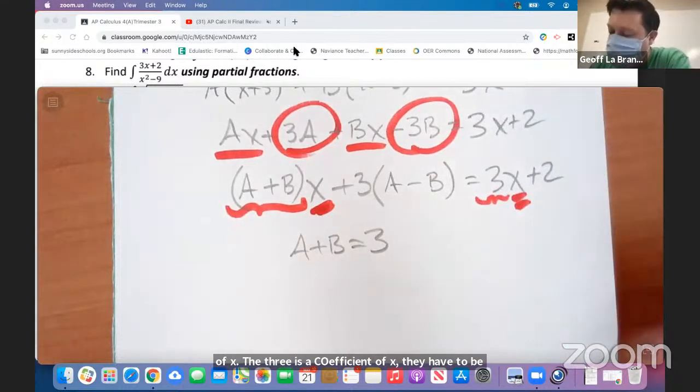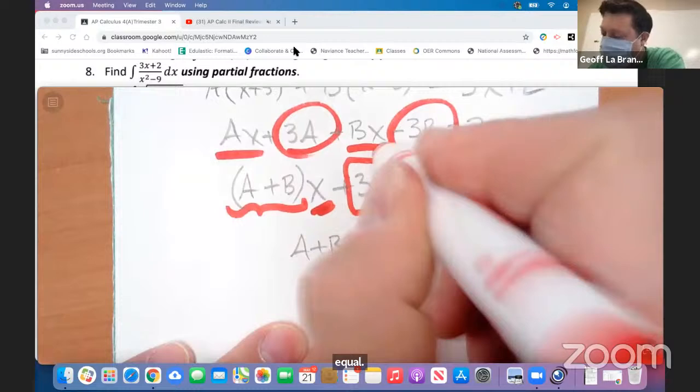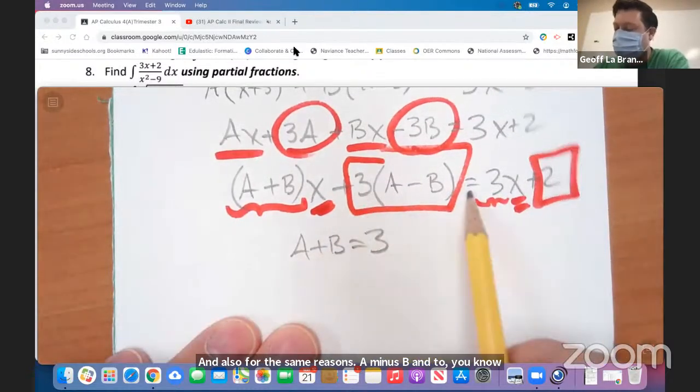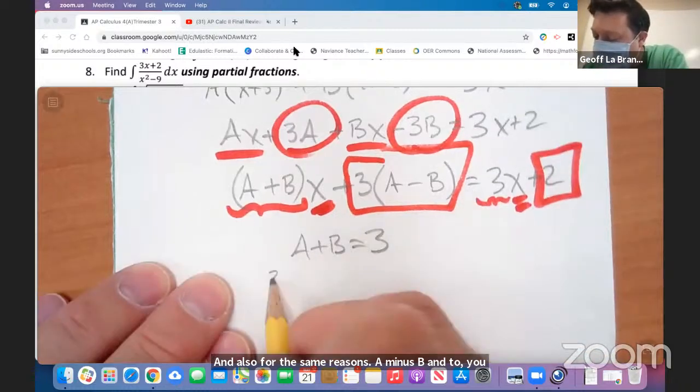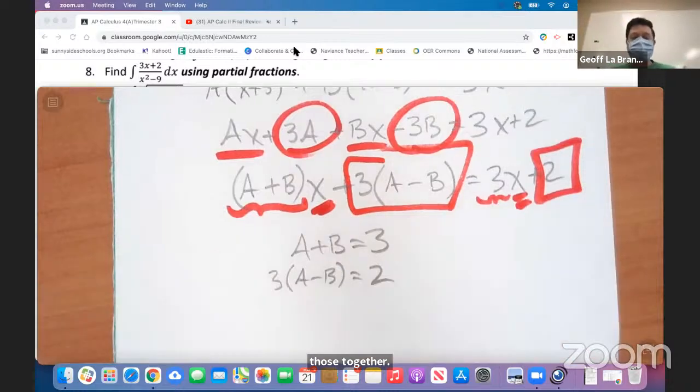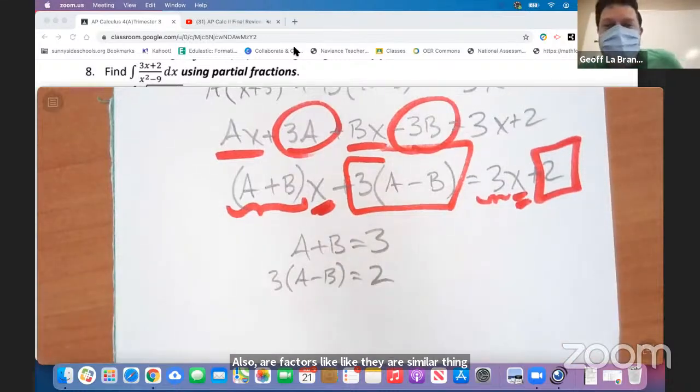They have to be equal. And also for the same reasons, 3 times a minus b and the 2, those together also are factors. Like they are similar things. And on both sides of the equation, the things that are similar things, we are going to set equal to each other. Okay, solve for a.